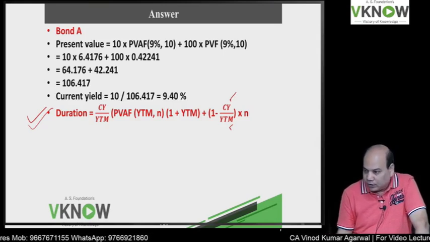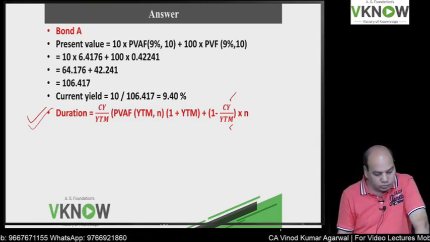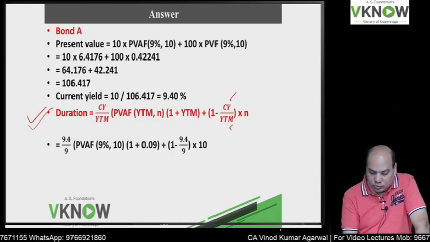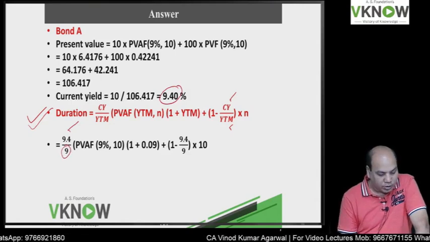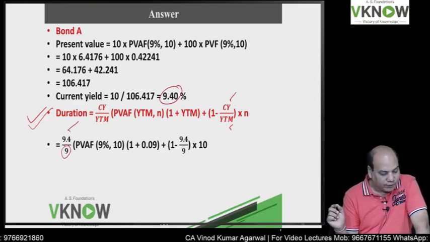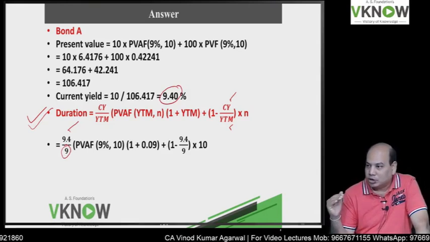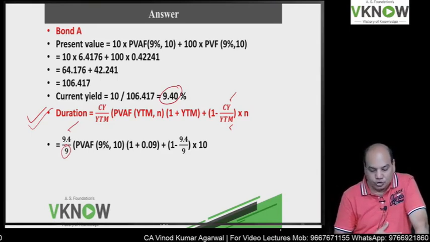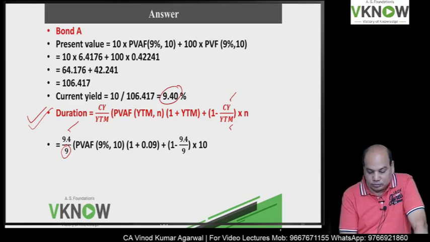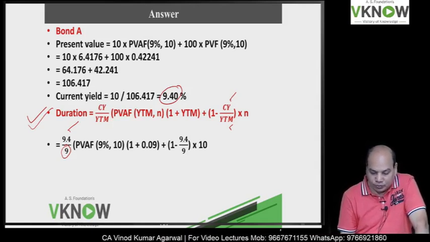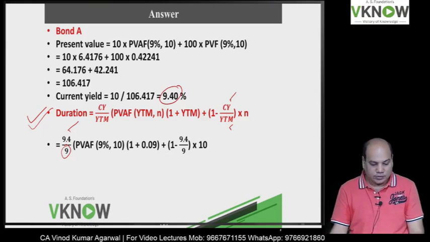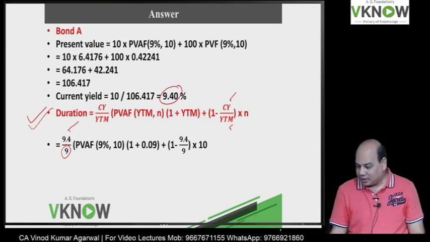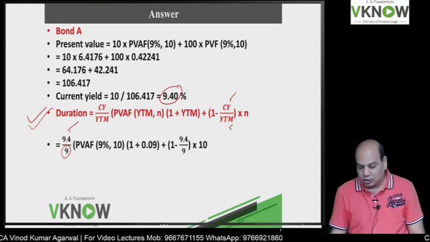Ready? Put the values. How do you put the values? Current yield is this 9.4, write down. YTM is 9% given in the problem. In the question there is a small drafting mistake. Current yield is 9% written. It should be YTM is 9%. Into PV annuity factor 9% comma 10 year into 1 plus 0.09 plus 1 minus 9.4 divided by 9 into 10.